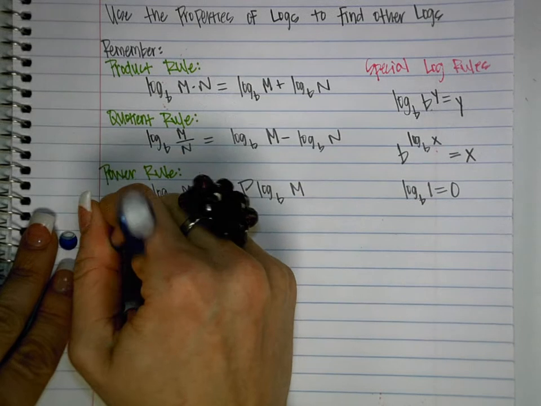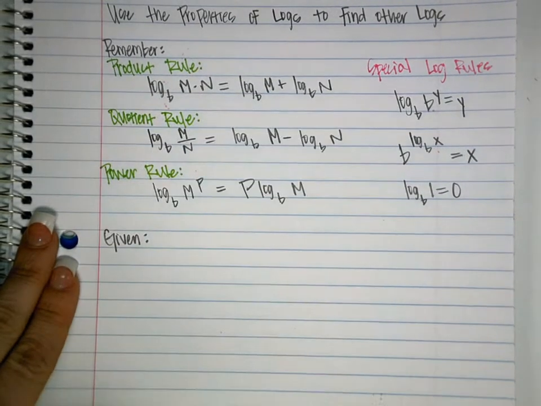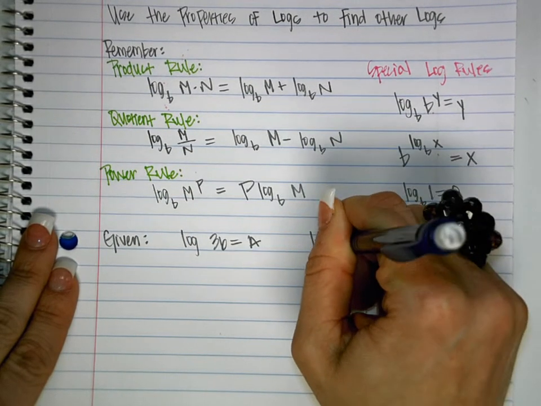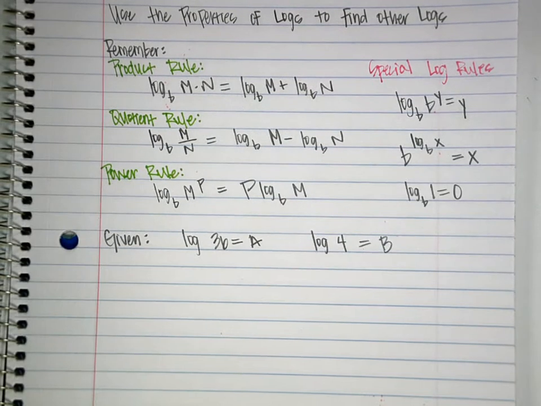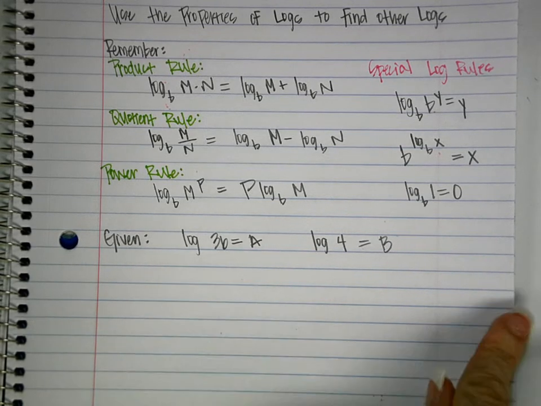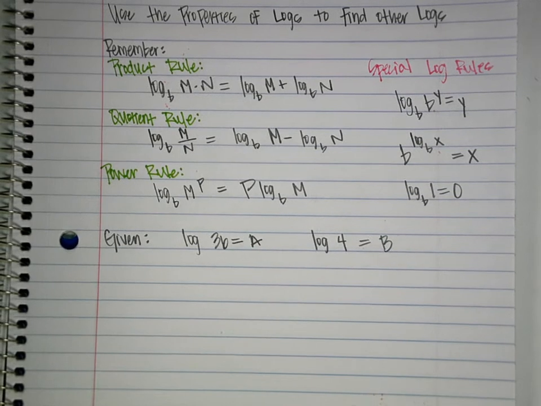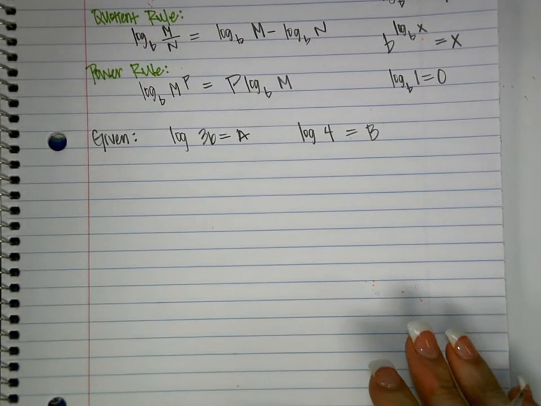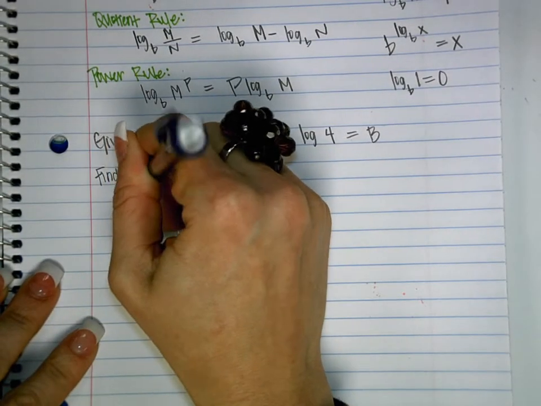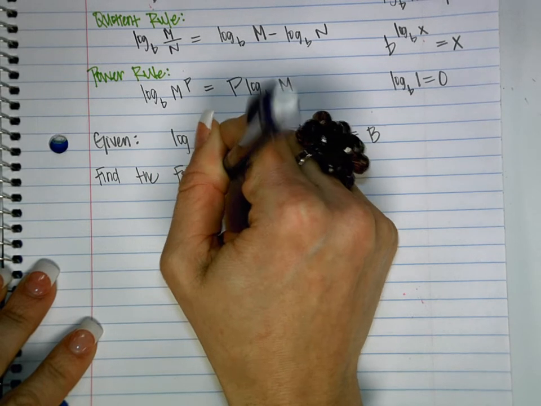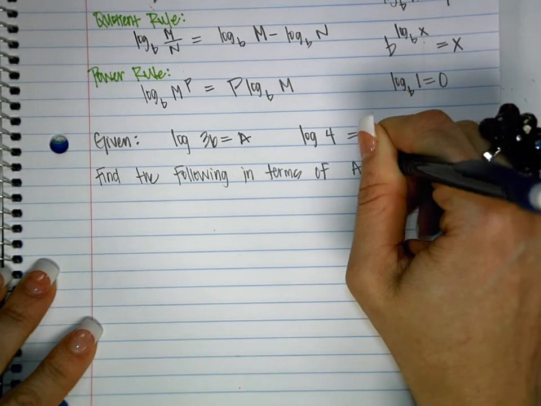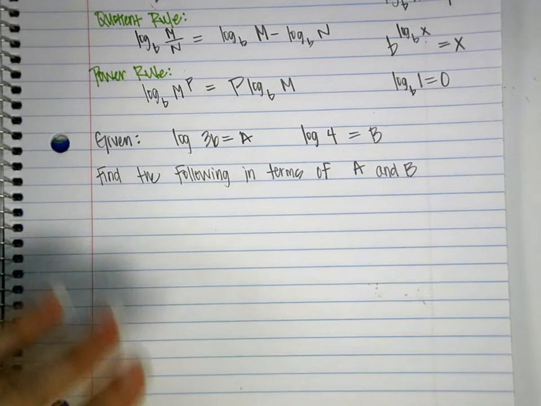This is going to be for all the notes, for all the examples. Given that log of 36 equals a, and log of 4 equals b. This is before the examples, so these are going to be for all of the examples. Your instructions are going to ask you to find the following in terms of a and b.